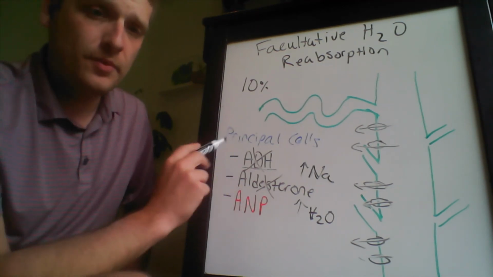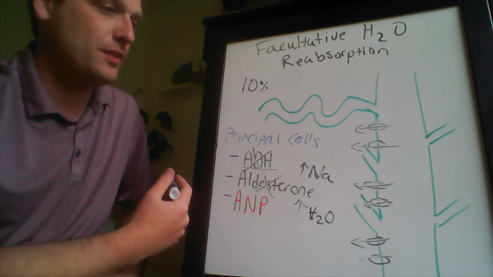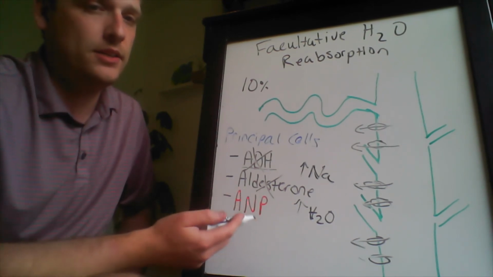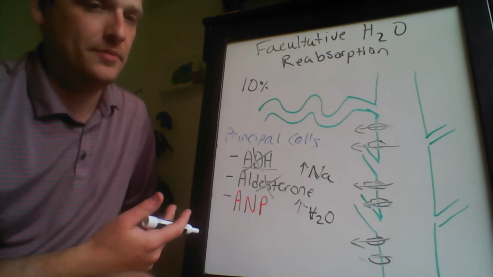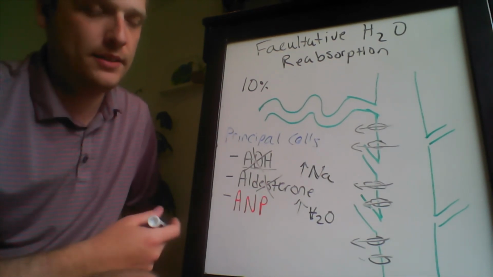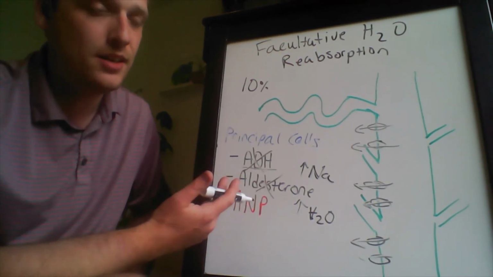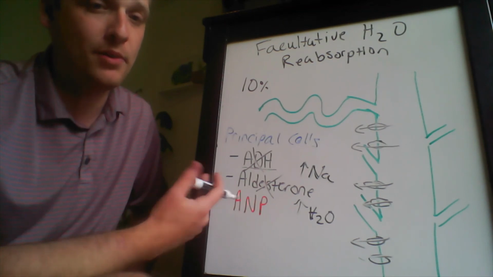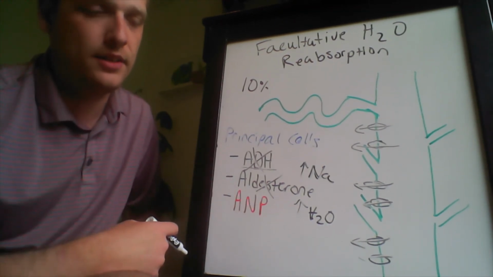So hormonal control is going to supply the ability to fine-tune the amount of water that's either lost to the urine or reabsorbed into the blood. And in doing this, we can control not just how much water there is, but by proxy, we can control blood pressure and the concentration of solutes.